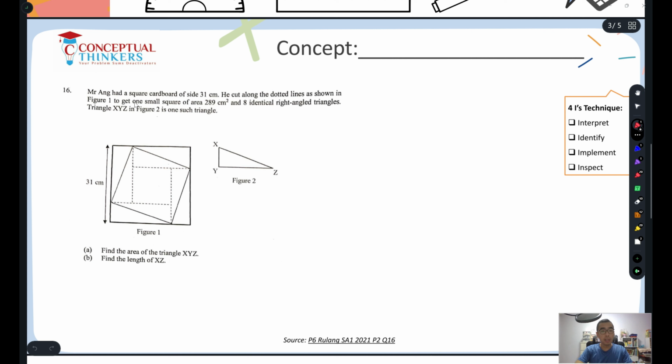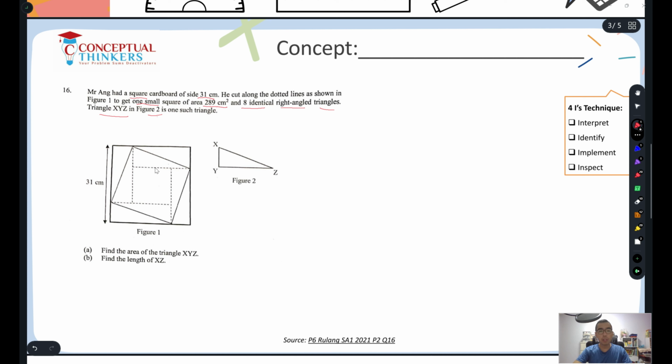Mr. Ang had a square cardboard of side 31 cm. He cut along the dotted lines as shown in figure 1 to get one small square of area 289 cm square and 8 identical right angle triangles. Triangle XYZ in figure 2 is one such triangle. So we can see that figure 2 is a triangle.